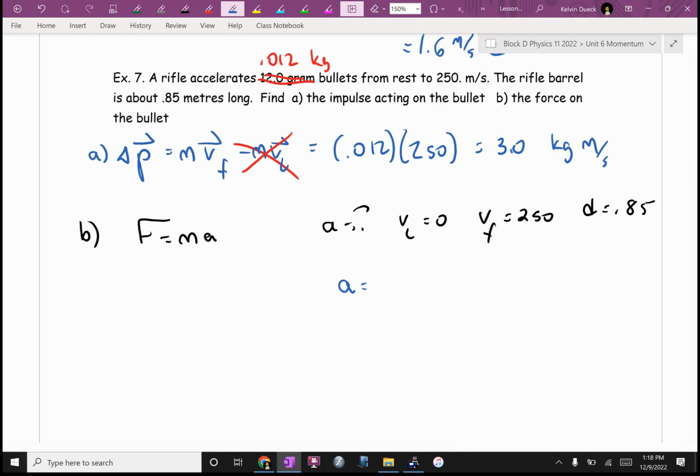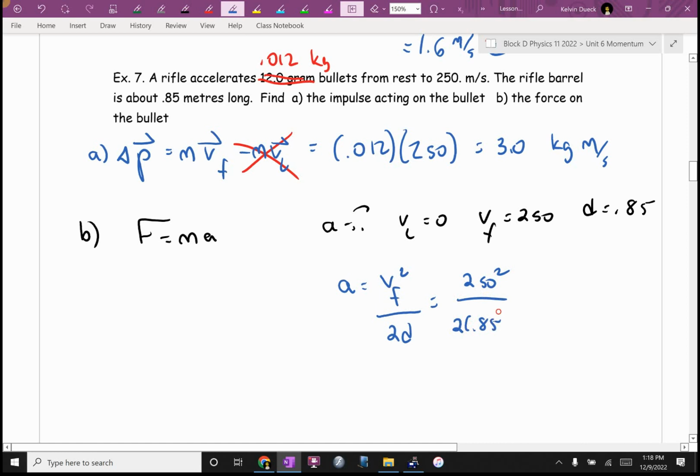VF squared equals VI squared plus 2AD. Get the A by itself. So the VF squared would drop down like a domino. You would minus the VI squared over, but is VI 0? Yeah. So now get the A by itself. VF squared divided by 2. Yep. It's going to be 250 squared divided by 2 times 0.85.